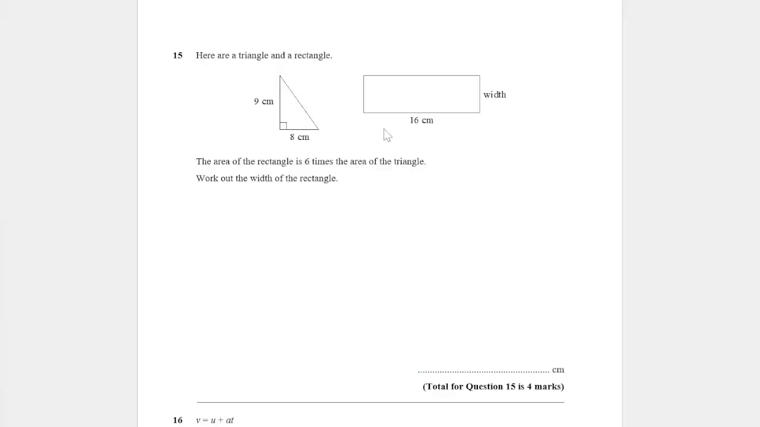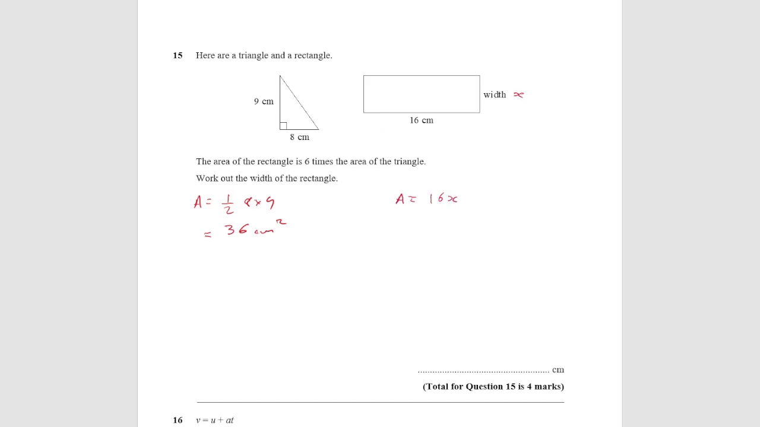Okay, question 15. Triangle and a rectangle. The area of the rectangle is 6 times the area of the triangle. Work out the width of the rectangle. So if we start by working out the area of the triangle, so the area of the triangle is going to be a half of 8 times by 9, which is going to be 4 times by 9, so 36 centimeters squared. And then if we call the width x, the area of the rectangle would be 16x.